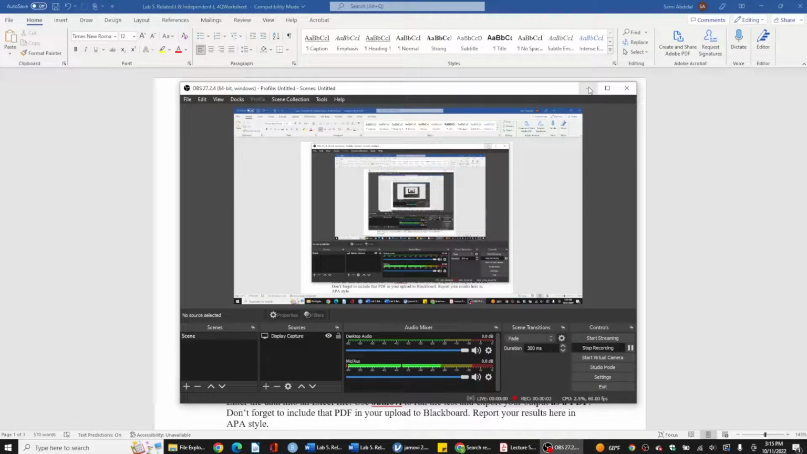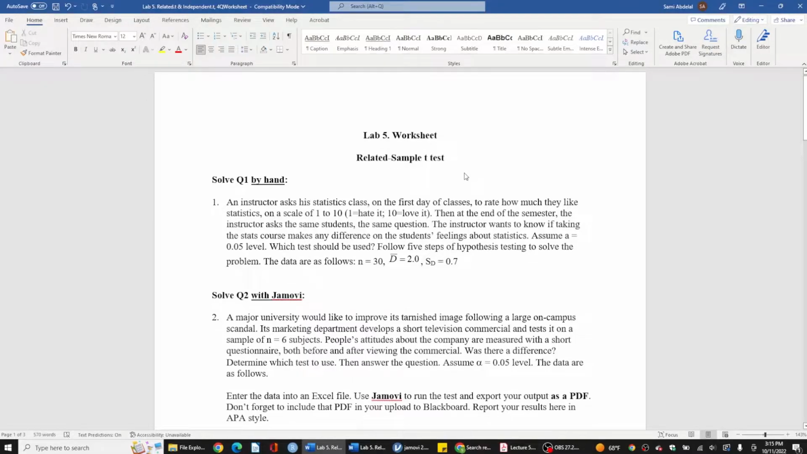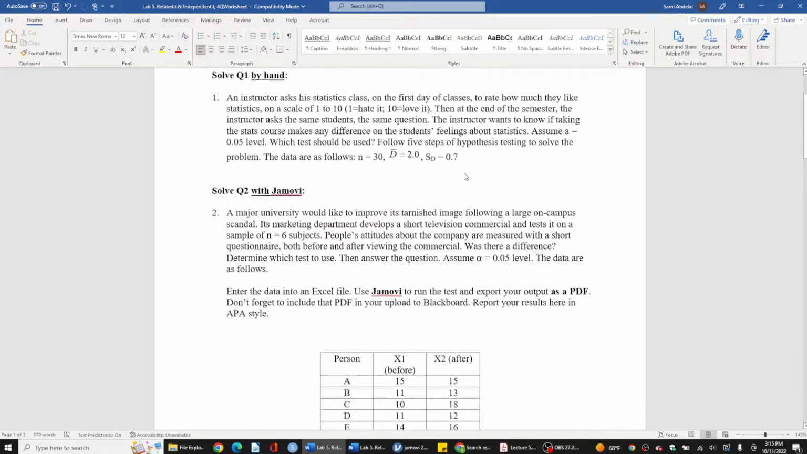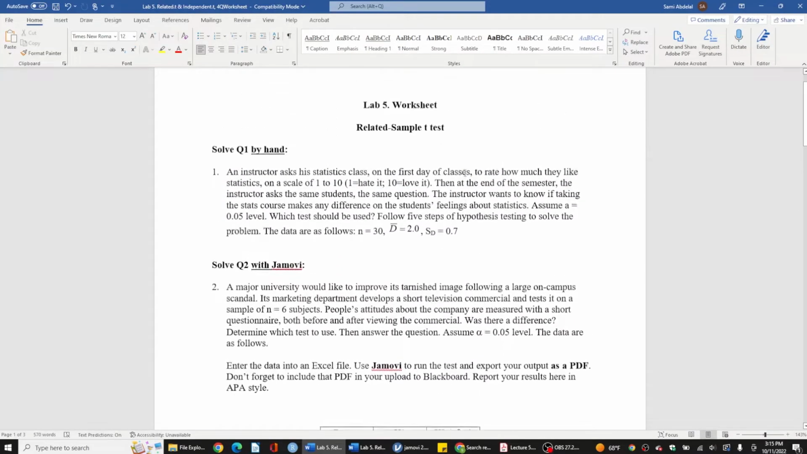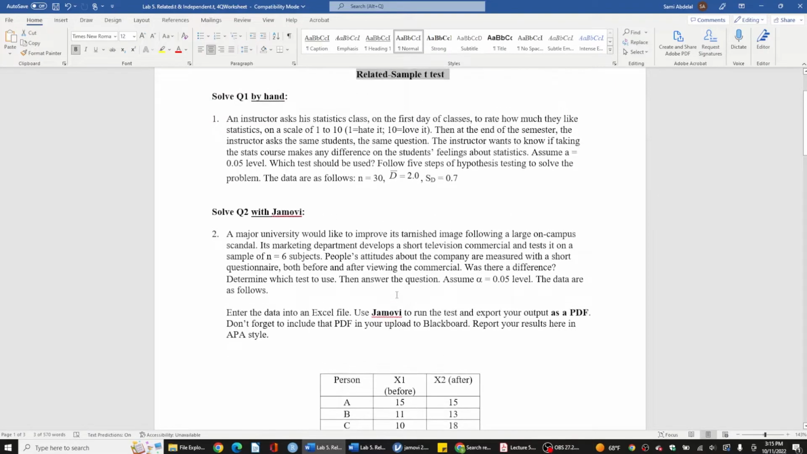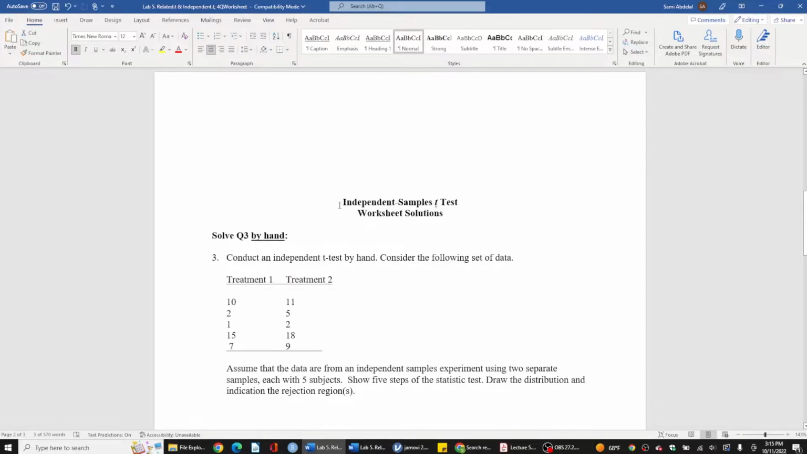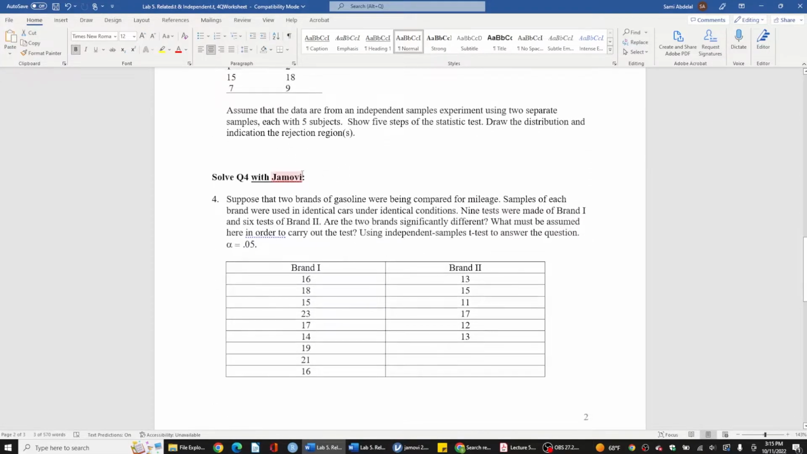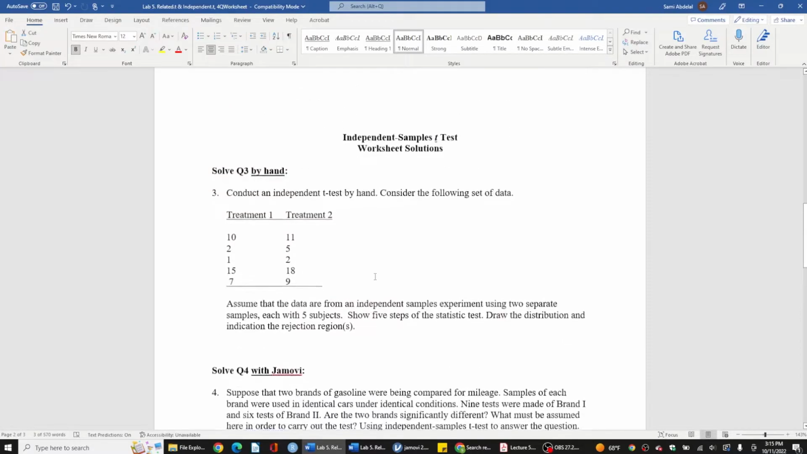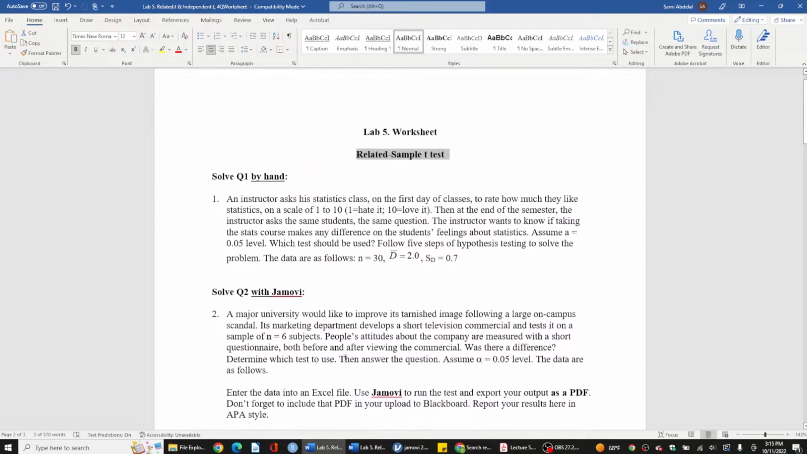What's up, guys? So this is going to be for Lab 5 today. We're going to be going over related and independent t-tests. For this lab, I'm going to show you how to do question 2, which is going to be a related sample t-test. And then I'll show you how to do question 4 here. And this is going to be a related samples t-test, or I'm sorry, an independent sample t-test. So let's hop into it.